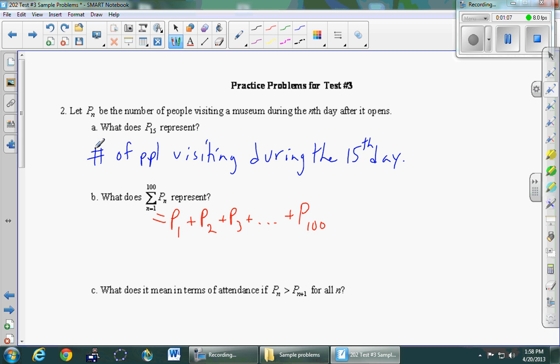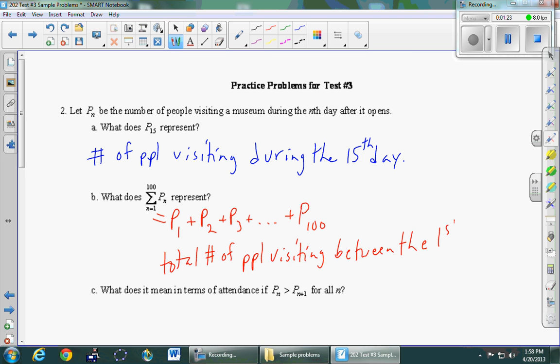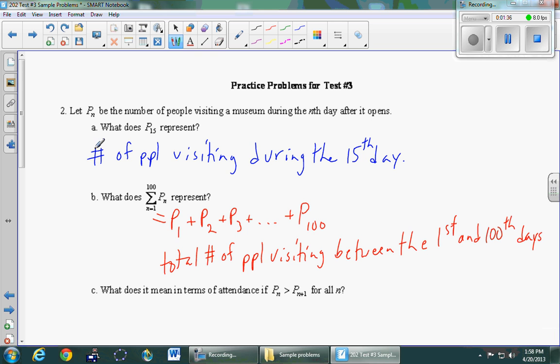So then the whole thing represents the total number of people visiting between the first and 100th days. Equivalently, it's the total number of people visiting during the first 100 days.